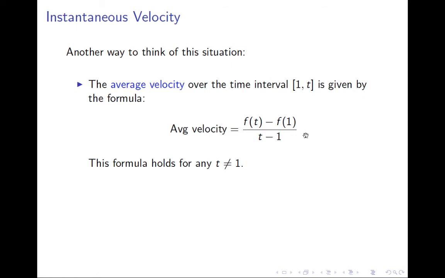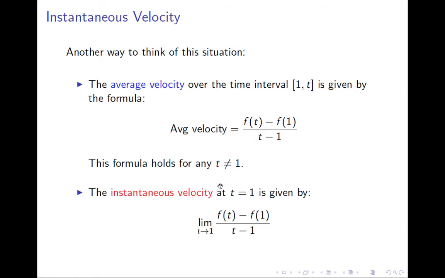So this formula is going to hold as long as t isn't equal to 1. Now the instantaneous velocity at the instant when t equals 1 still can be computed, and it's given by the following expression. This is read: the limit as t approaches 1 of f of t minus f of 1 divided by t minus 1.